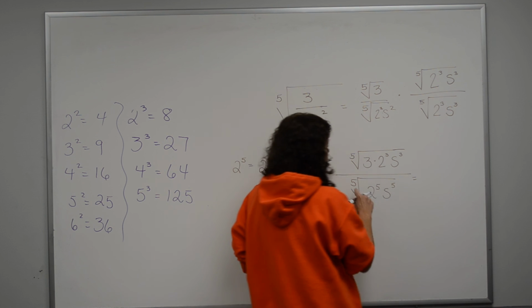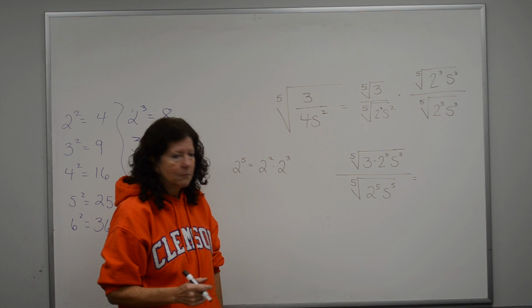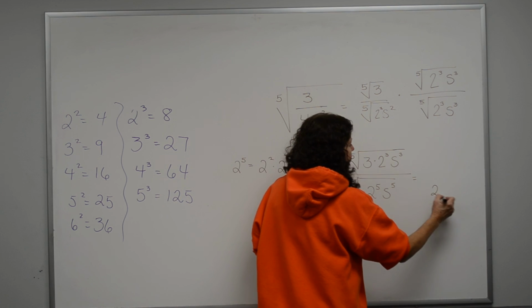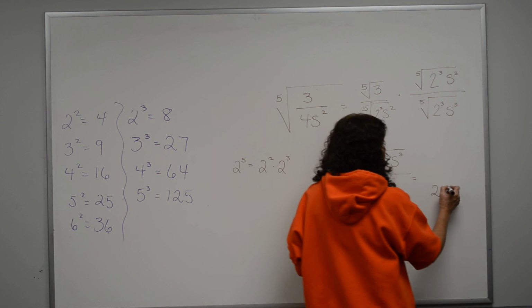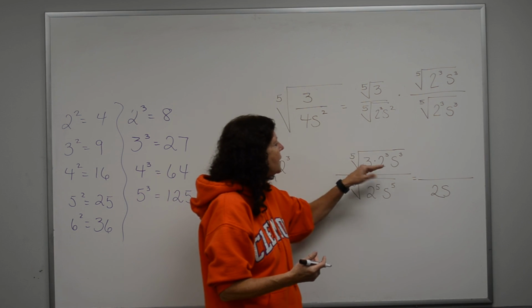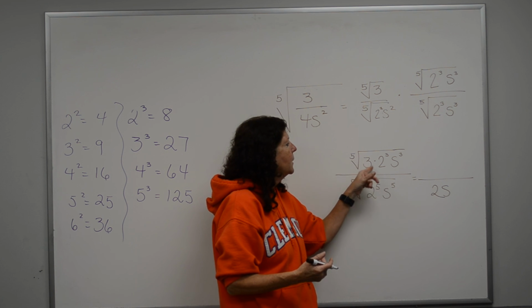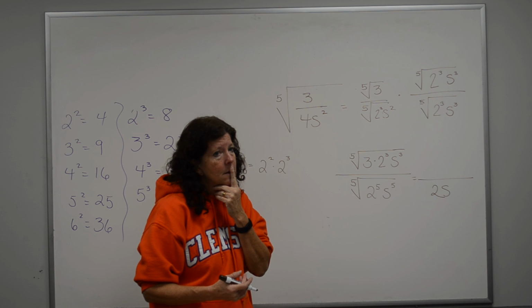Now let's look at the bottom. What's the fifth root of 2 to the fifth power? 2. What's the fifth root of s to the fifth power? s. So at least I've done that part. I've gotten rid of the roots on the bottom. Then I go on the top and I go 3 times 8 is 24, right?